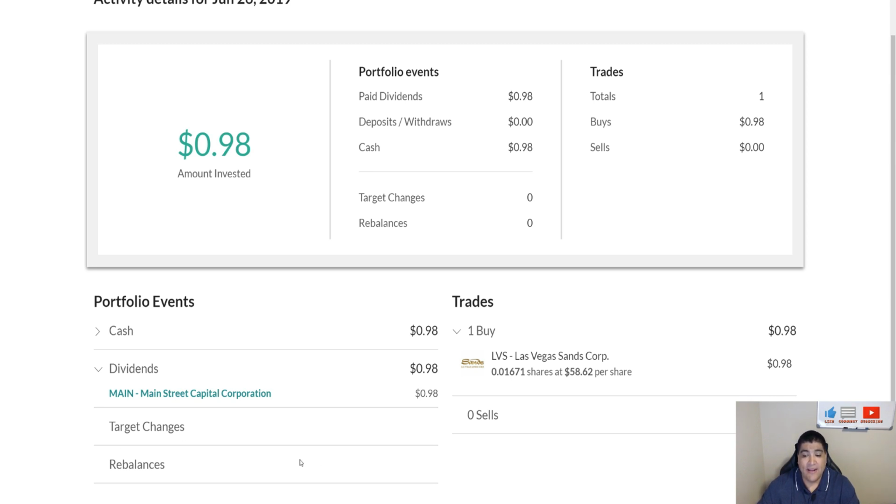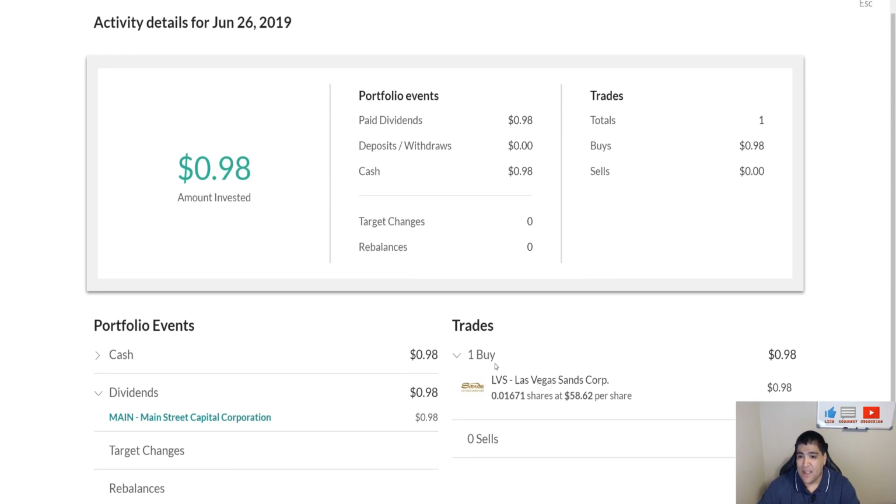It took my 98 cents and it went out there and bought 0.01671 shares at $58.62. So this actually worked out for me. I was able to average down with 98 cents. While it's not a lot, it is averaging down, lowering my unit cost, increasing my yield on cost, and just increasing my dividends overall total. So this actually worked out really well for me, and I thought that was great.